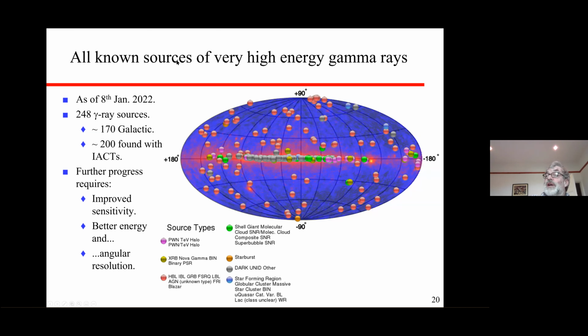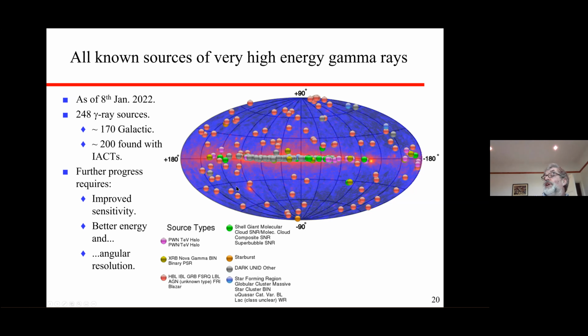So Hess, MAGIC, and Veritas have identified many of these sources. As of yesterday, there were 248 of them. About 170 of them are in the galaxy, and of those 248, about 200 were found using these types of telescopes, these imaging atmospheric Cherenkov telescopes.